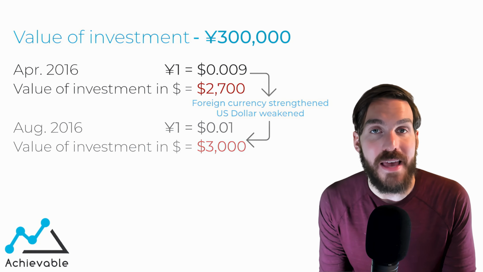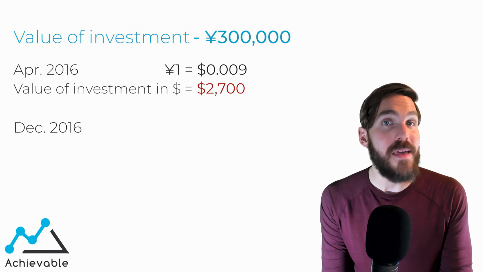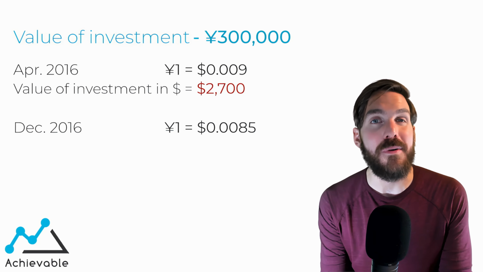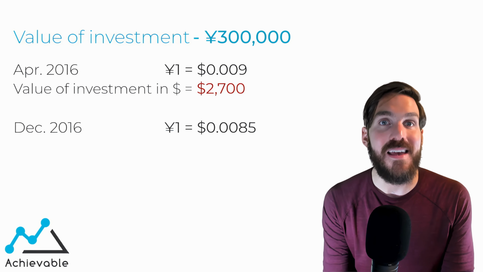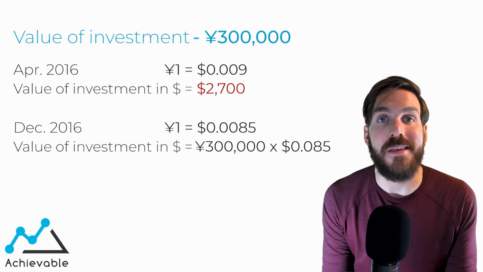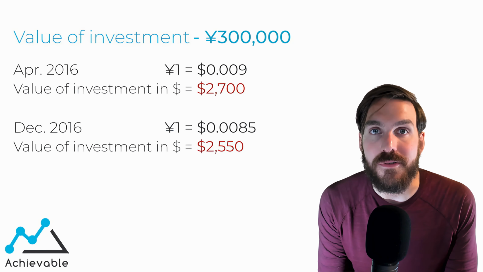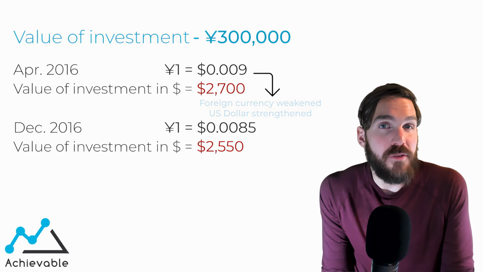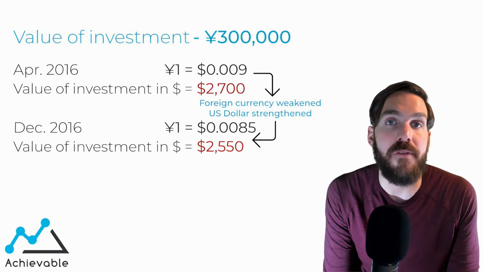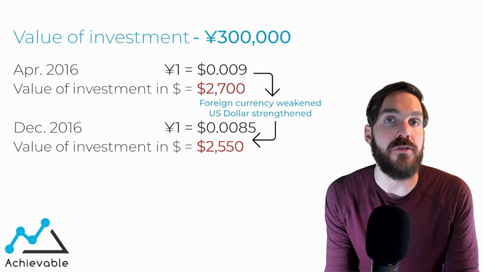Okay, let's reset one last time here. In December 2016, the yen weakened to the point where 1 yen was the equivalent of 0.0085 cents in US dollars. At that rate, sales proceeds of 300,000 yen would equal 2,550 US dollars. A weakening foreign currency is a risk for American investors when they're selling their foreign investment and converting back into US dollars because they get fewer US dollars when that occurs.